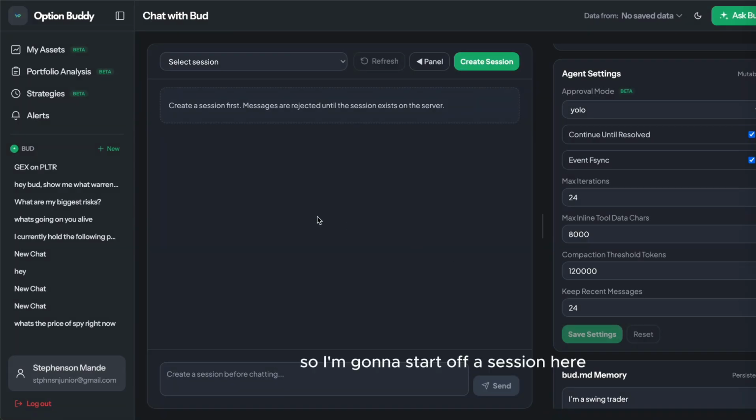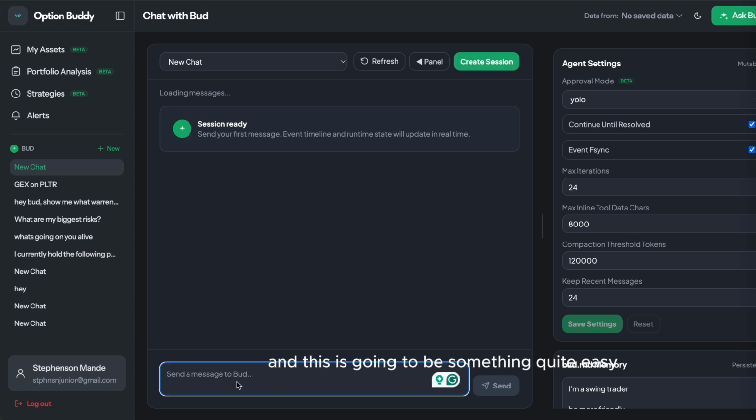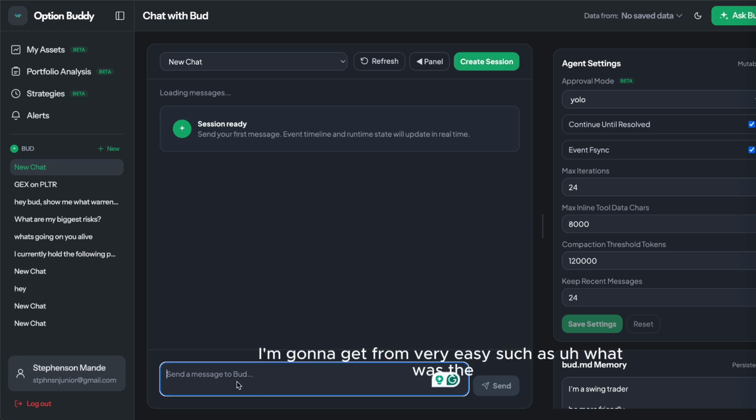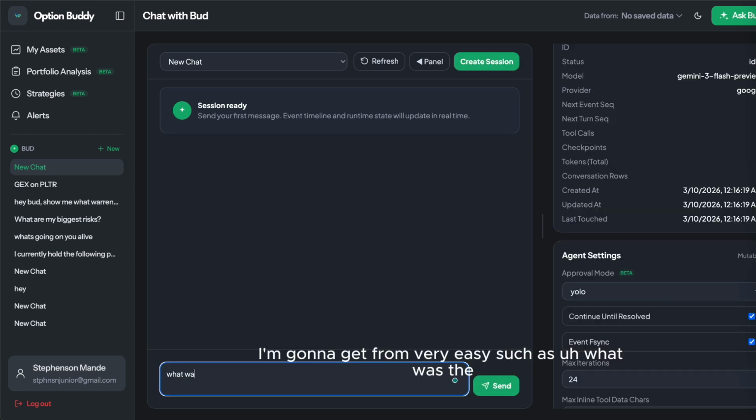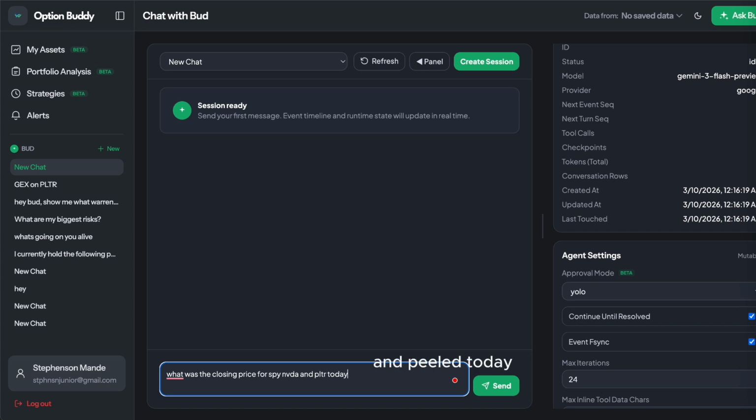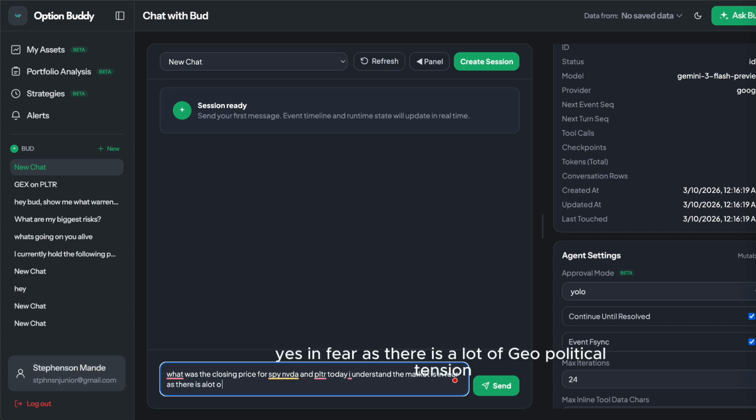Perfect. So I'm going to start off the session here by creating a session, and this is going to be something quite easy. I'm going to go from very easy, such as: what was the closing price for SPY today? I understand the market is in fear as there is a lot of geopolitical tension.